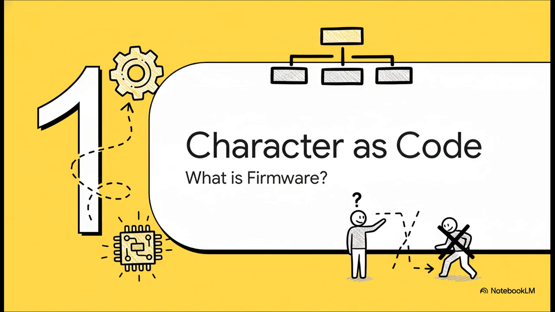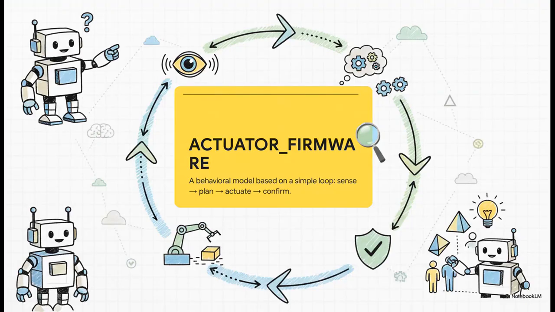So that brings us to our first big idea, something called character firmware. Now, forget about writing long, flowery descriptions of how a character feels. This approach is all about defining a personality with raw operational logic. It's a set of rules for how they act, how they react, and, this is the important part, how they break. And a single piece of firmware can be super simple. I mean, look at this actuator firmware. It's just a basic loop. Sense, plan, act, confirm. Think of the simplest robot in a video game. That's it. Simple, clean, and totally predictable.